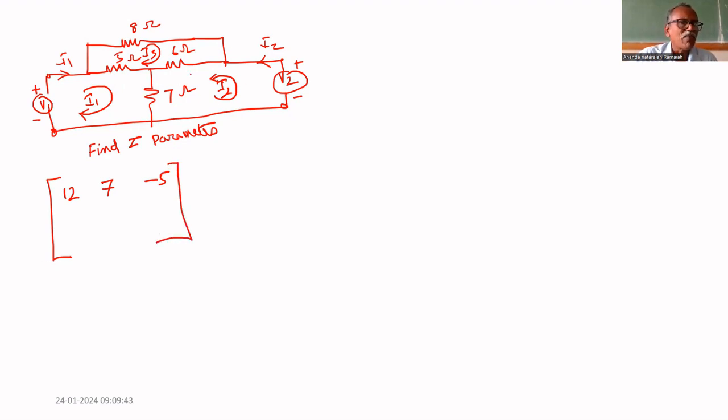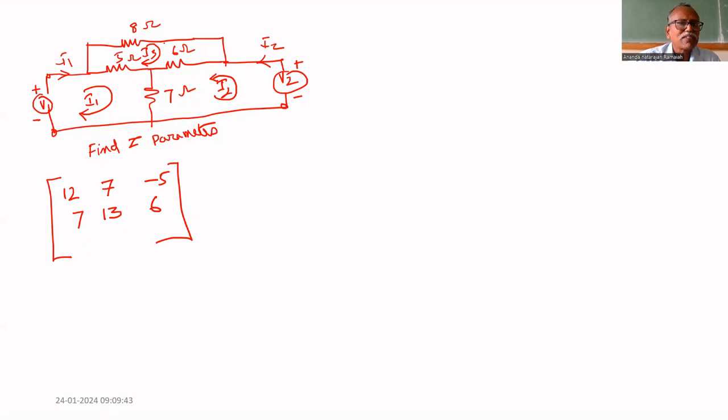Consider the second loop. The sum of all resistances is 13. What is common to loops 1 and 2? 7. The current direction is the same, that's why positive. Between loops 2 and 3, 6 is common. The direction of current is the same, that's why plus 6.